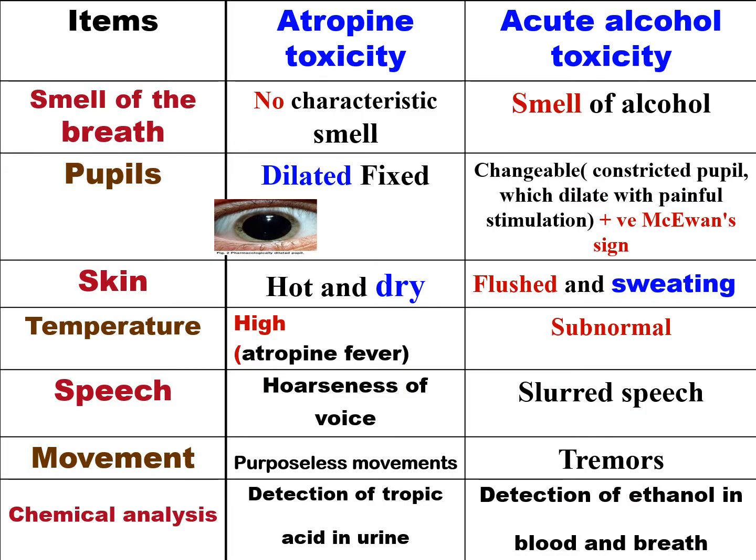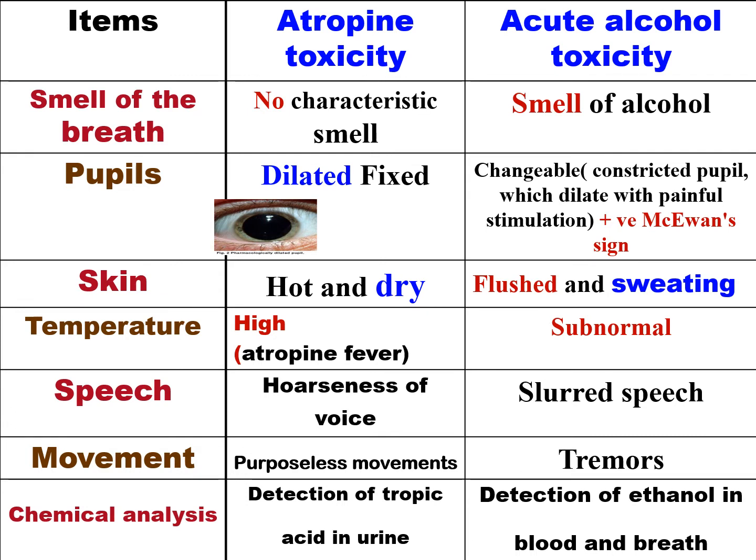Ethanol toxicity is differentiated by the presence of the smell of alcohol in the alcoholic, and a changeable pupil, which is constricted and dilates with painful stimulation, known as the positive Macewen sign. There is flushing but also sweating, subnormal temperature, slurred speech, tremors, and detection of ethanol in the blood and breath by breathalyzer testing.